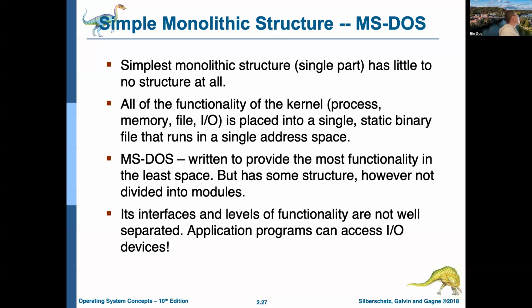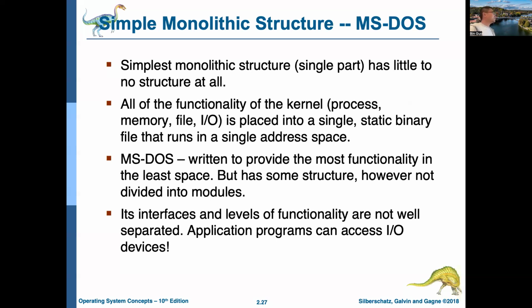Simple is the monolithic structure. It's a single part. It's because it's very old. It's MS-DOS. At that time, the hardware resource is limited. So it only has a single part. They care more about efficiency. How can I save the memory? They did not care about how to split the user and the kernel mode.